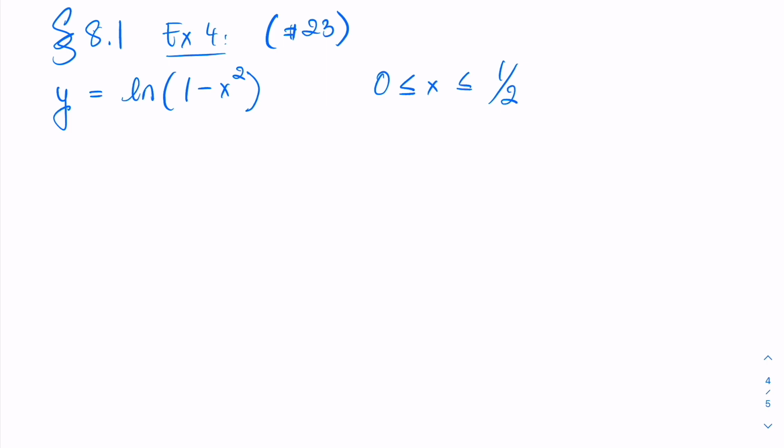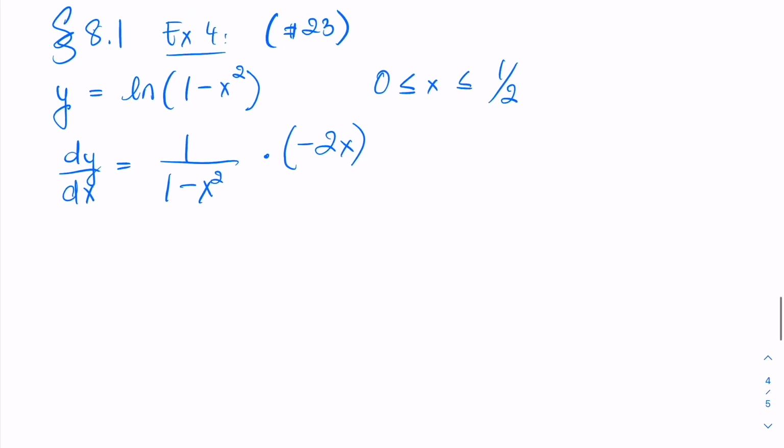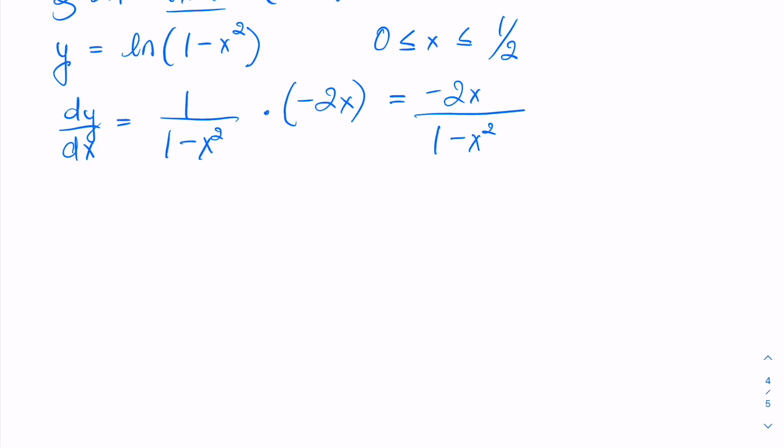This problem requires a lot of algebra work. So first, let's take the derivative. What we have for dy over dx is going to be 1 over 1 minus x squared times negative 2x. So if I square that, negative 2x over 1 minus x squared. So this is the arc length, 1 plus dy over dx squared.